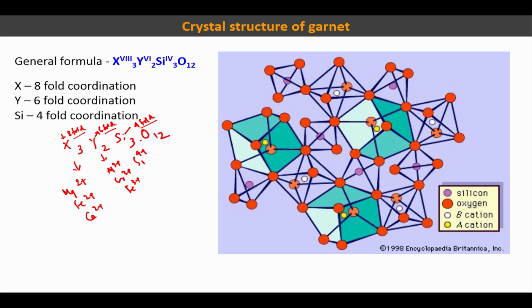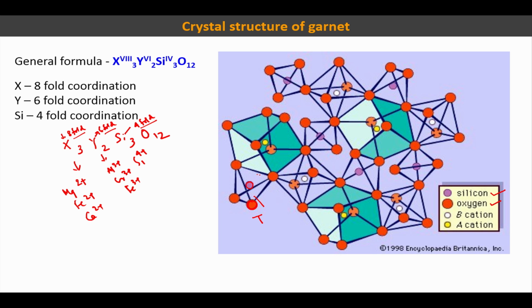If you have a 4-fold coordination, you basically form a tetrahedron. So you will find there are some tetrahedra, and this red sphere or circle is your oxygen atom, and at the center you have this pink circle, which is your silicon. If you have this kind of arrangement, this is your tetrahedral coordination. Then you can see some other tetrahedral coordination.